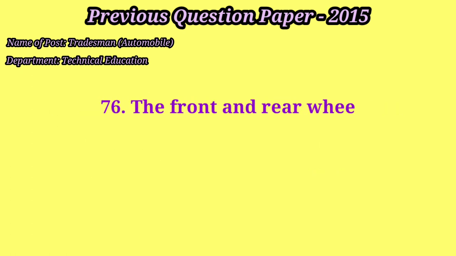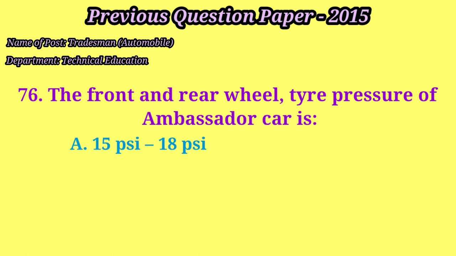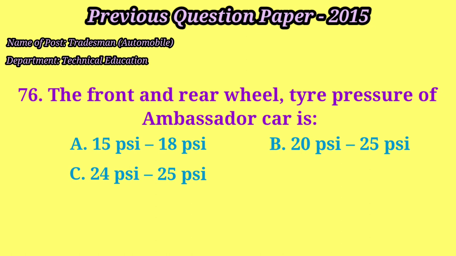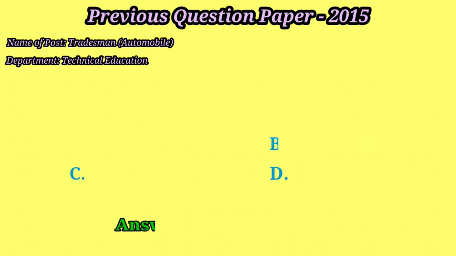76. The front and rear wheel tire pressure of Ambassador car is A. 15 psi to 18 psi. B. 20 psi to 25 psi. C. 24 psi to 25 psi. D. 26 psi to 28 psi. Answer: 26 psi to 28 psi.